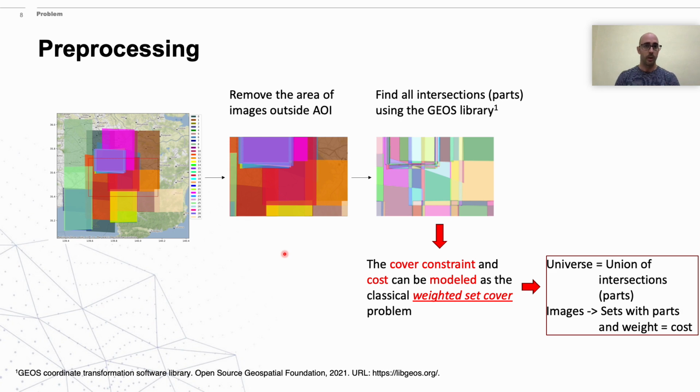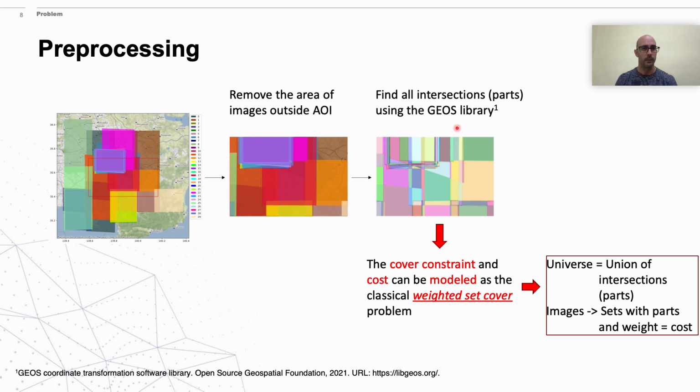In order to do the transformation, we need to apply two preprocessing steps. Before explaining these steps, we have to mention that we only consider the parts of the images that are inside the area of interest, this part here, because the parts of the images that are outside the area of interest don't affect the cover. Having mentioned that, let's explain the first preprocessing step.